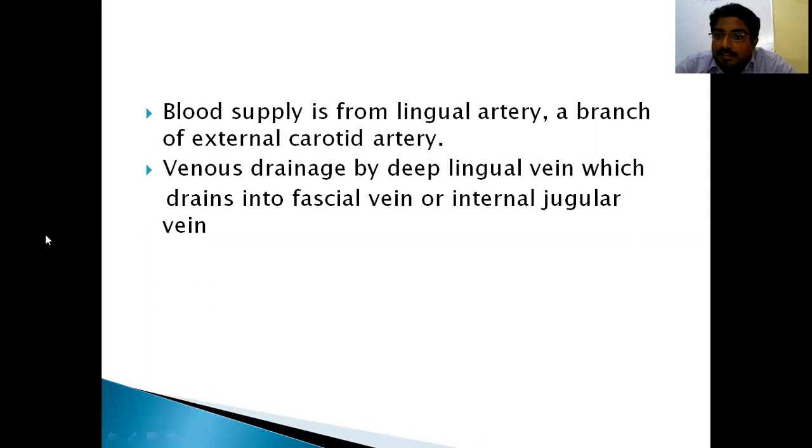Blood supply. The blood supply of the tongue is from the lingual artery, a branch of the external carotid artery. Venous drainage is by the deep lingual vein, which drains into the facial vein or internal jugular vein.